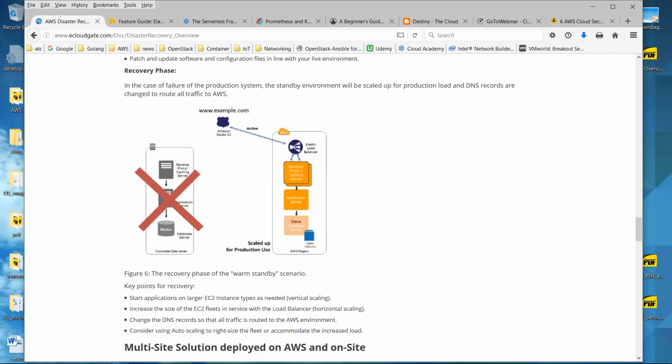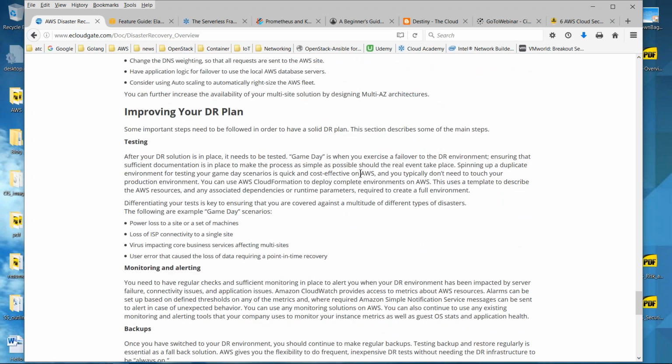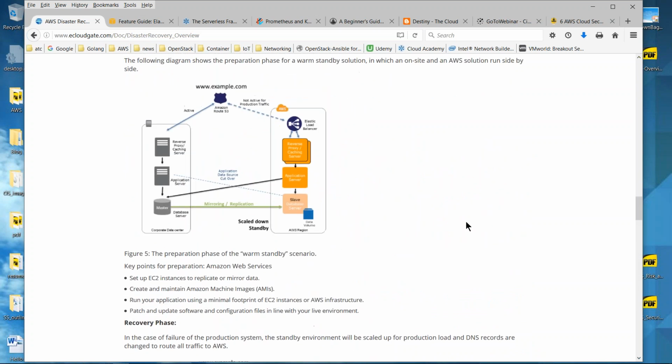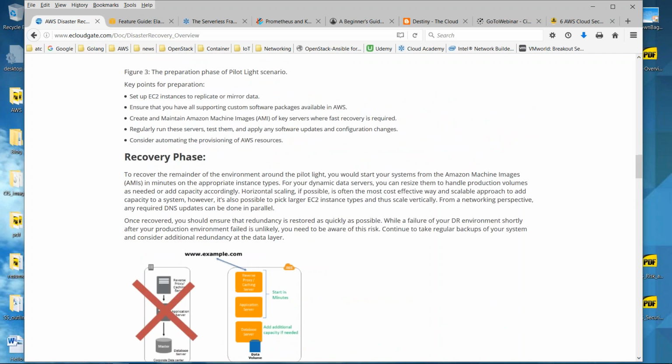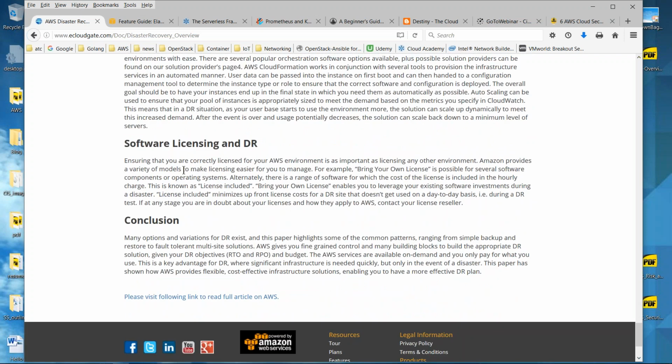They also talk about how to recover the multi-site. Not only that, at the end, they also talk about testing. And I have to mention this: an untested disaster recovery plan is not a disaster recovery plan, because you never know if you're able to recover your data or not. And even for pilot light, a very good point mentioned here is software licensing. For disaster recovery, software licensing for the secondary site is also important. Make sure that the secondary site is also licensed, so that when it comes live, you will have the proper license to do your work.